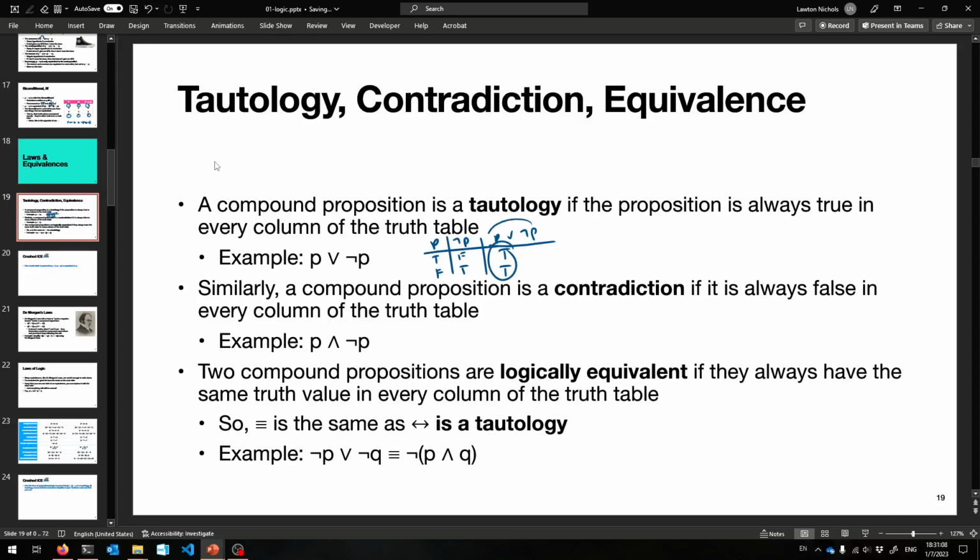Always true. This is kind of saying nothing, right? Does that make sense? You can replace it with truth, right? It's a tautology. It's always true.